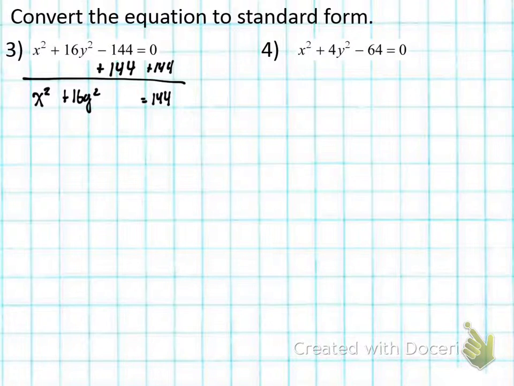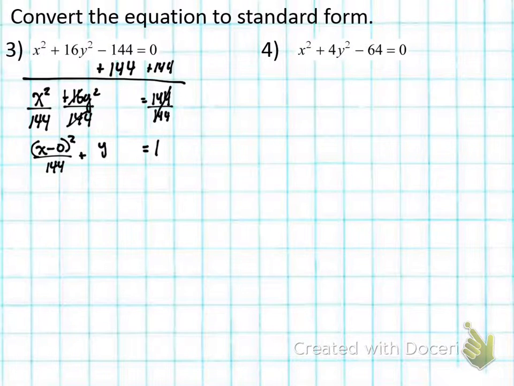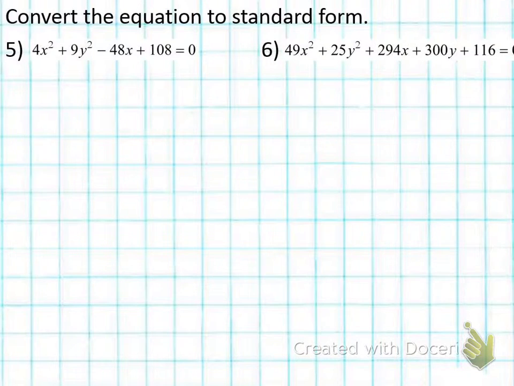Since it has to be an ellipse, how do I get this right side, the 144, to equal 1? Good, divide by 144. So we're dividing both sides, each of my terms, by 144. So we have x squared over 144. We're going to keep that the same. 144 divided by 144 is equal to 1. We can make our h and k: x minus 0 squared over 144 plus 16 goes into 144, so we got y minus 0 squared all over positive 9. We're all done.